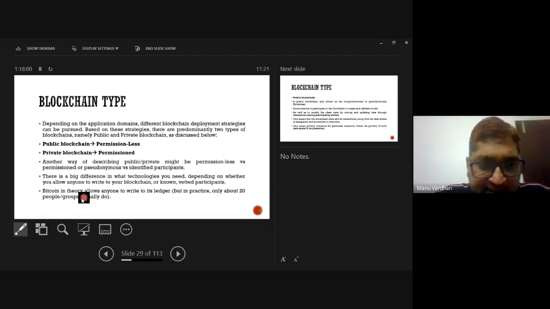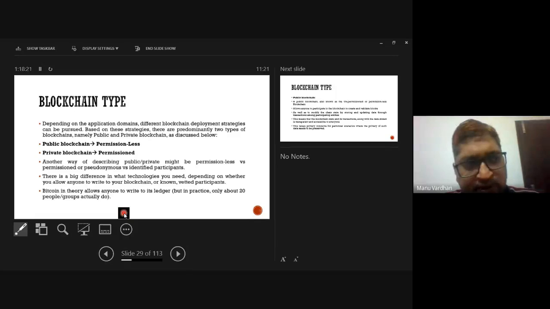So Bitcoin in theory allows anyone to write in its ledger because it uses a public blockchain, and anyone can access that Bitcoin blockchain. But in practice, only about 20 people in a group actually do. It's not easy to maintain a public blockchain because the data is very large, and as compared to that, a private blockchain is quite easy to maintain.